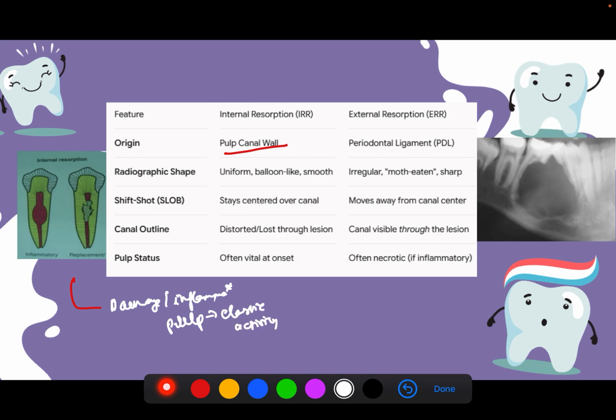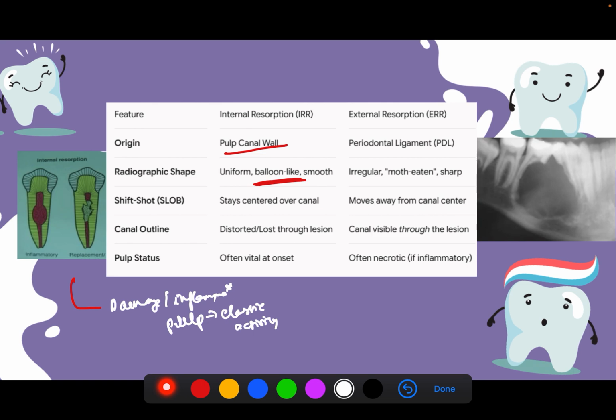Okay. Then this dentine is reabsorbed from inside outward. Radiographically, it looks like a symmetrical enlargement of the canal space, a smooth round radiolucency with something known as a ballooning effect, which I'll be discussing next. Now, canal visibility: the canal outline is lost within the lesion, and the pulp is often vital at onset.